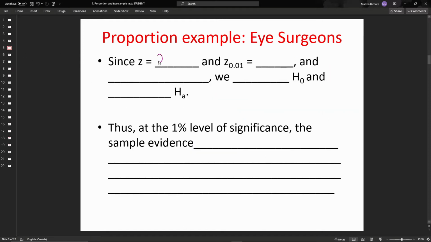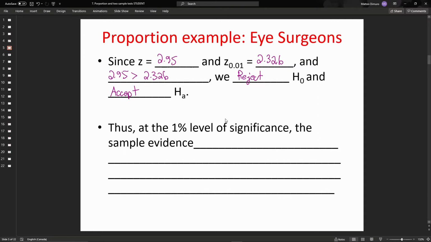So since z is equal to 2.95 and z alpha was 2.326, and 2.95 is what? Is it greater than this or less than? Well, it's greater than 2.326. So we'll be landing in our rejection region. So we are going to reject H0. So reject H0 and accept HA. Don't forget your concluding statement.